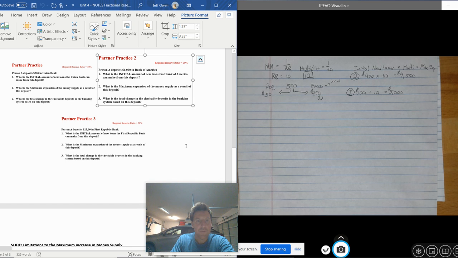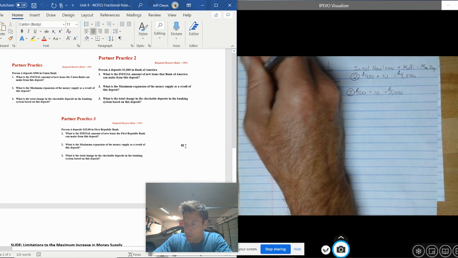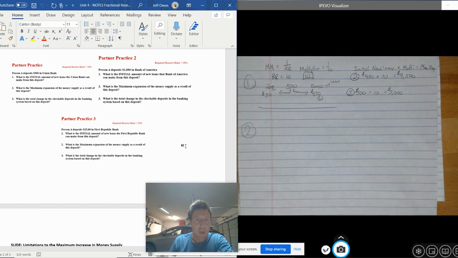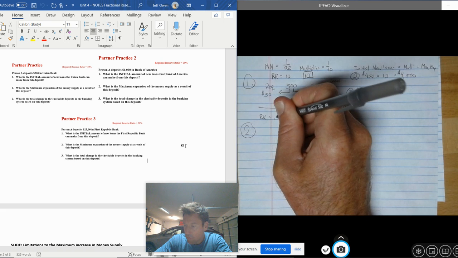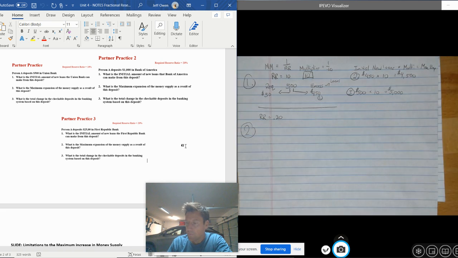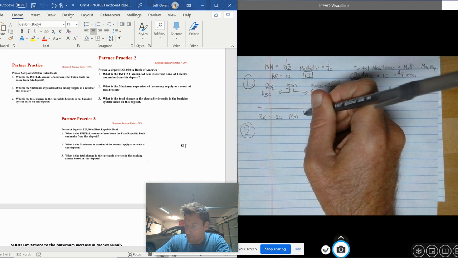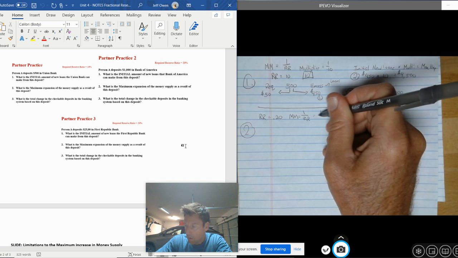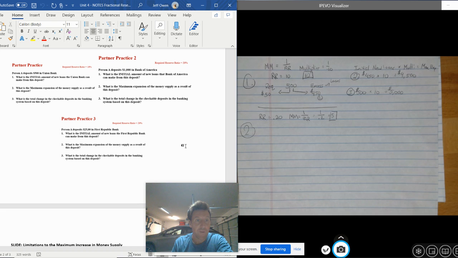All right, partner practice number 2. This was number 1 and number 2. And this time we're working with a required reserve ratio of 20%. So here my RR equals 0.20. Our money multiplier is 1 over our required reserve ratio. So 1 over 0.2. My money multiplier this time is going to be 5.